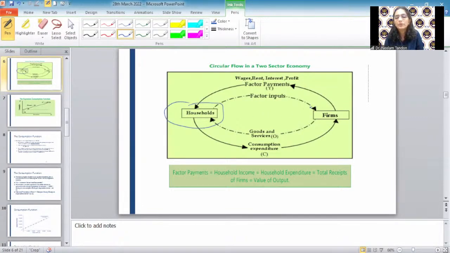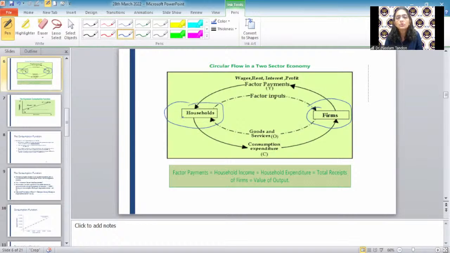And then there are firms. You remember classical said government has no role. So in this case, we are taking a two sector model where there are households and firms. Now household means consumption demand. And what do they have? They have factors of production. That means for the firms in the country, they want to produce goods and services.